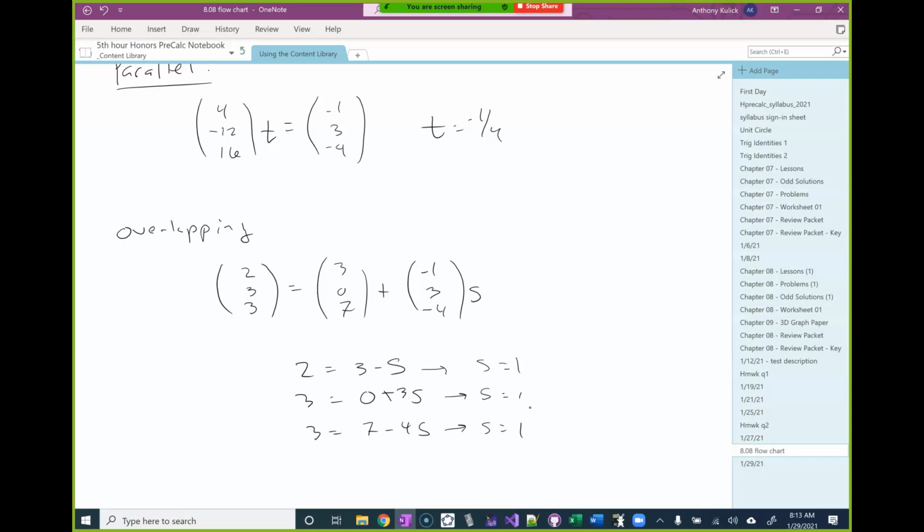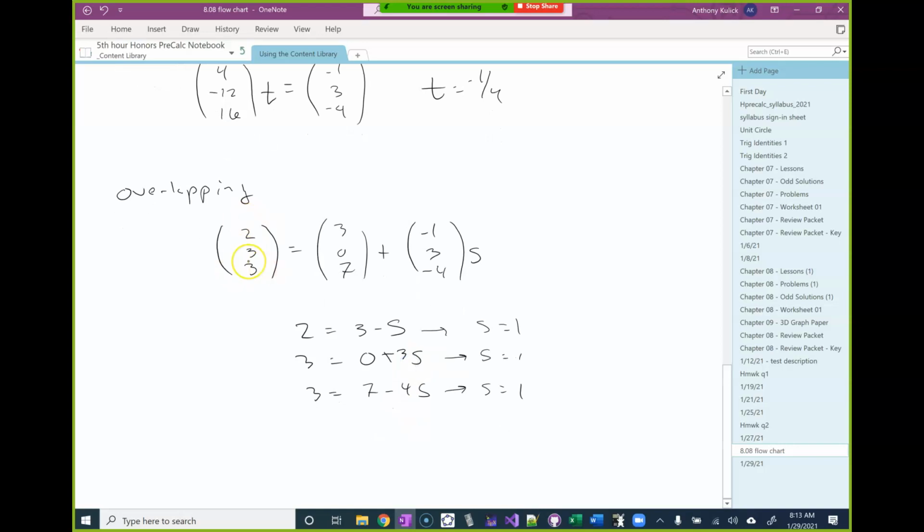Everybody okay with that? So what that tells me is that the point (2, 3, 3) lies on R2. And since that point is obviously also on R1, and R1 and R2 are parallel, they have to be coinciding lines. They just have to be the same line. Ben?